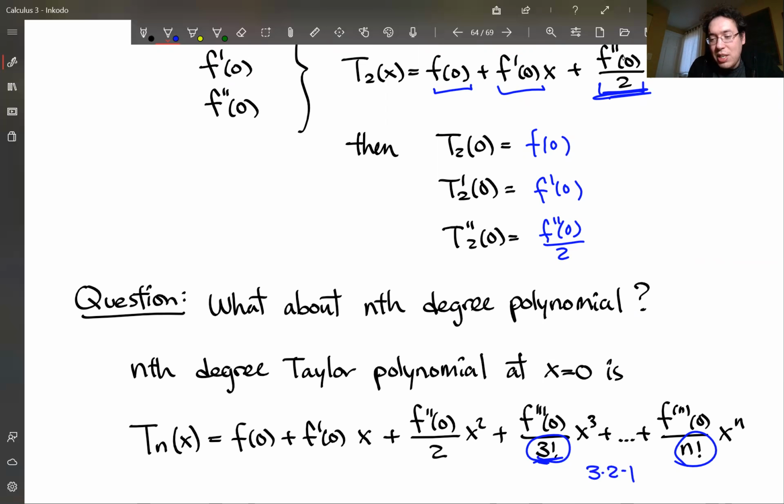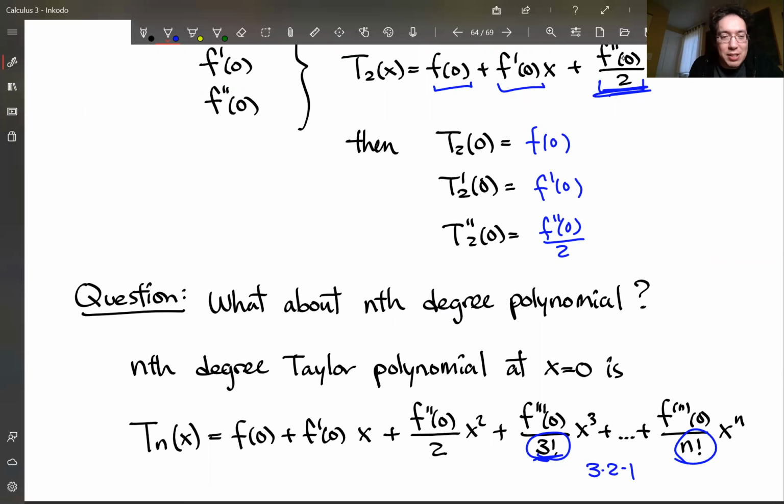And in general, the coefficient for the nth degree term should have the nth derivative at 0 divided by n factorial. So that's going to be the pattern of the coefficient you have to put in front of each power of x. I hope that makes sense.